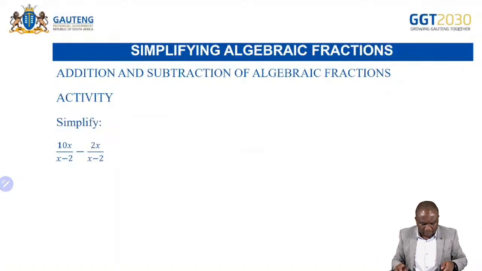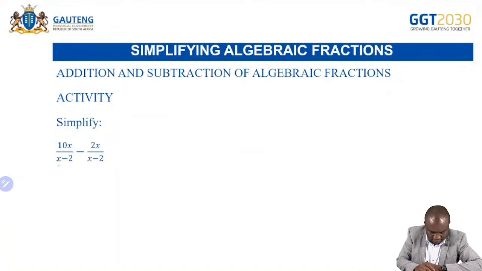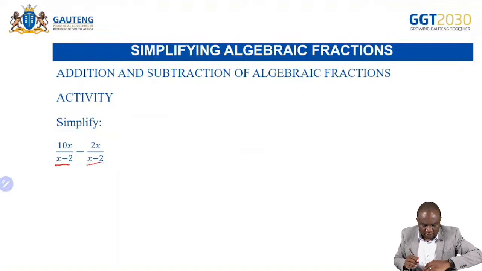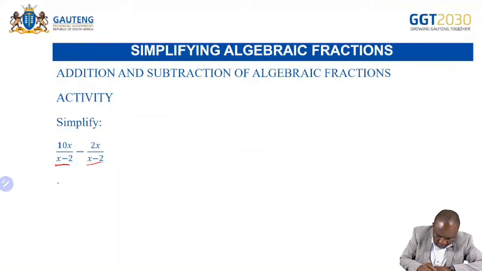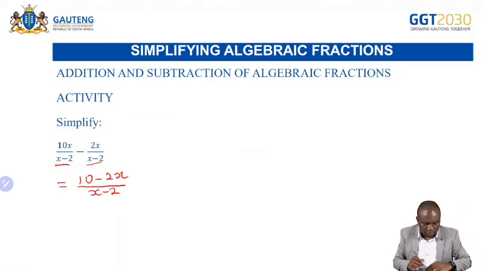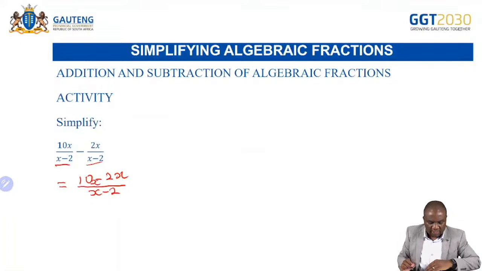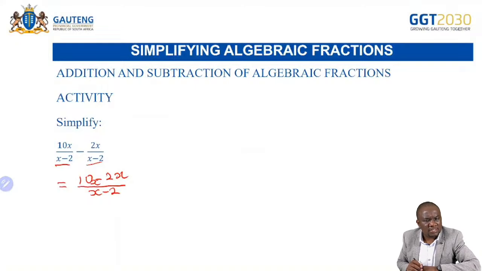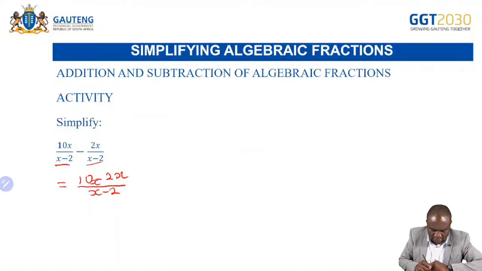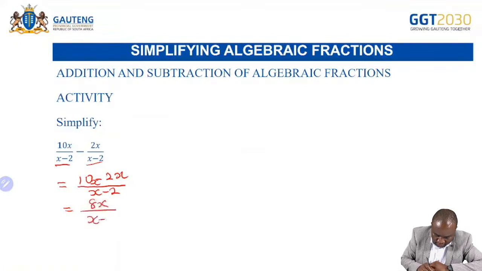Right, let's do this together. The denominators are the same. So we can subtract the numerators. So this is equal to 10x minus 2x over our common denominator, which is x minus 2. What is 10x minus 2x? These are like terms. 10x minus 2x is what? 8x. So 8x over x minus 2.